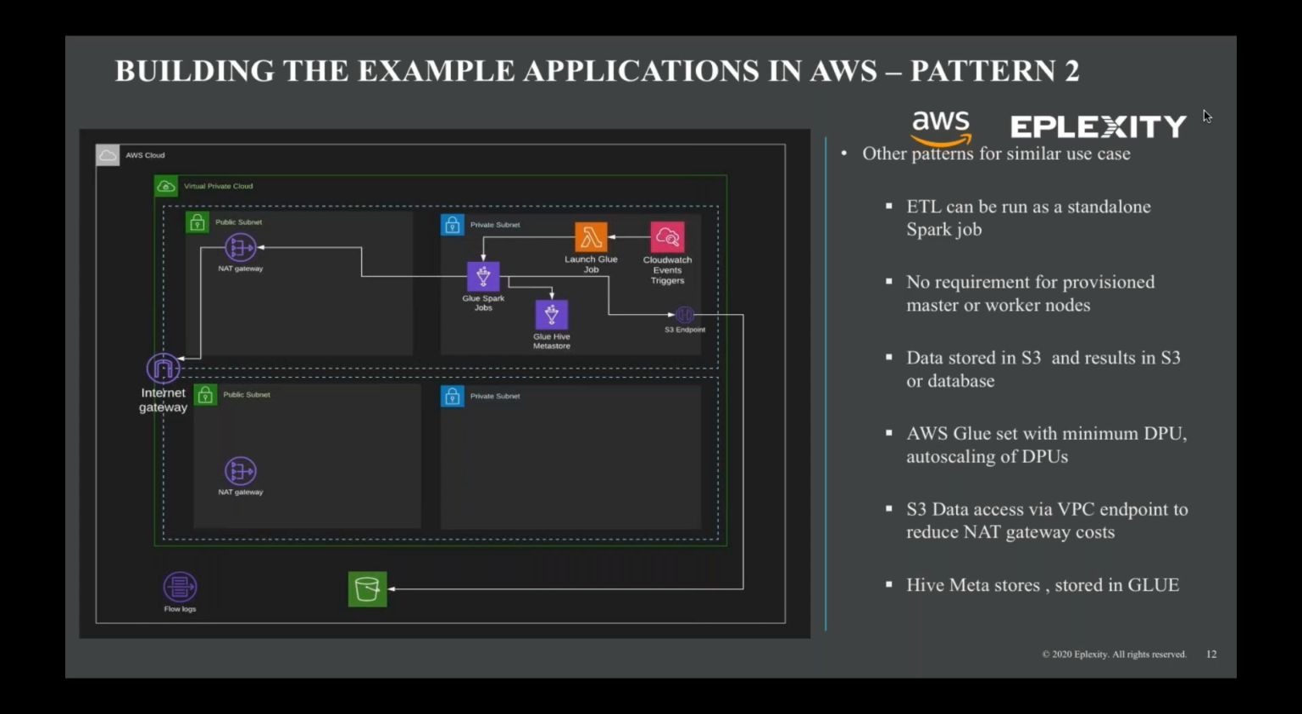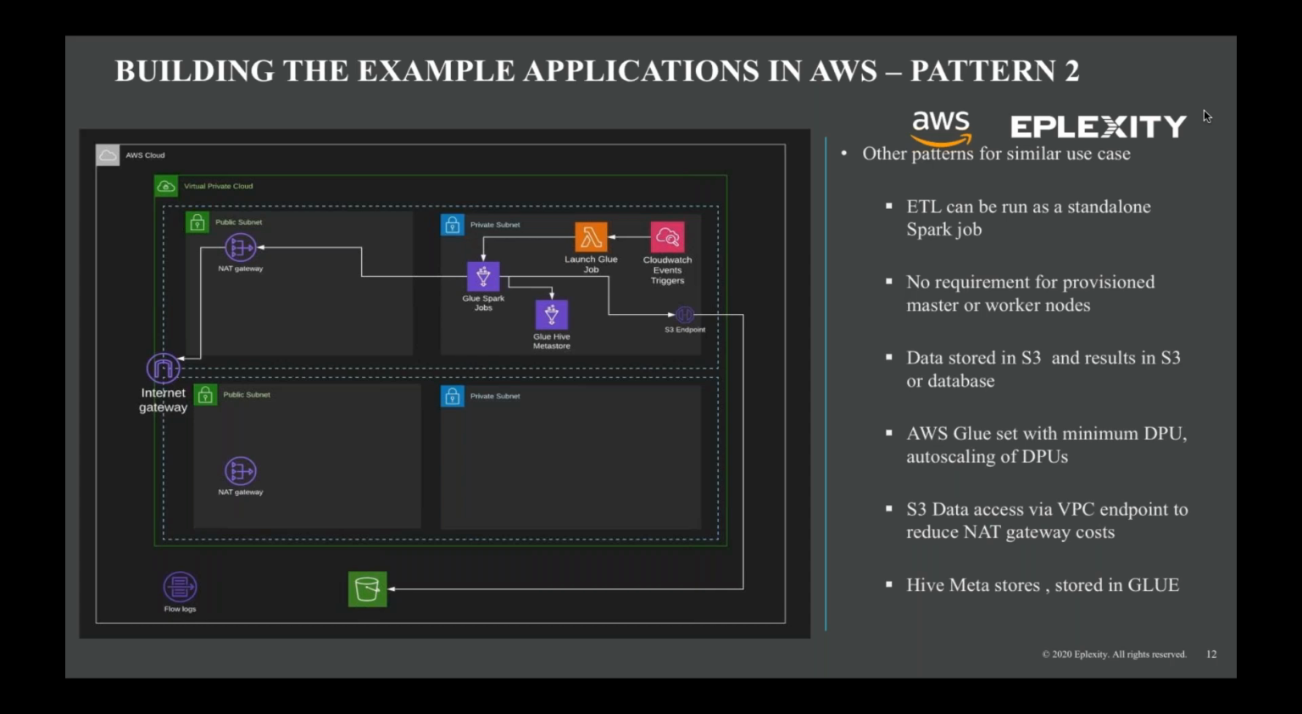So AWS has the alternative approach, which is you don't necessarily have to set up an EMR cluster. You can write Spark jobs using Glue and Glue jobs. So in this case, ETL runs as a standalone Spark job. You can run it as part of a workflow. So there's Glue workflow that you can attach to it. There's no real requirement to actually provision master nodes or even worker nodes. You provision based on DPUs. So you set your minimum DPU, make sure that you can grow your DPUs, but you're not really worrying about your master nodes and worker nodes.